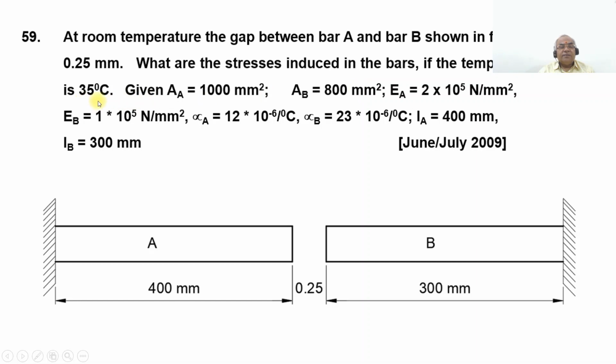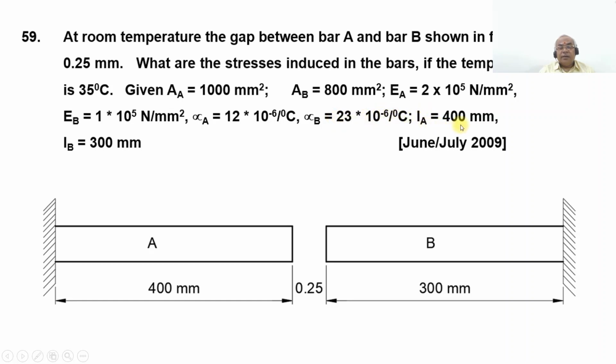If the temperature rises 35 degrees Celsius, so delta T is directly given. The area of cross section of bar A is 1000 mm square, and of bar B is 800 mm square. Young's modulus of bar A is 2 into 10 to the power of 5 Newton per mm square, and Young's modulus of bar B is 1 into 10 to the power of 5 Newton per mm square. The coefficient of thermal expansion alpha A for bar A is 12 into 10 to the power of minus 6 per degree centigrade. Alpha B is 23 into 10 to the power of minus 6 per degree centigrade.